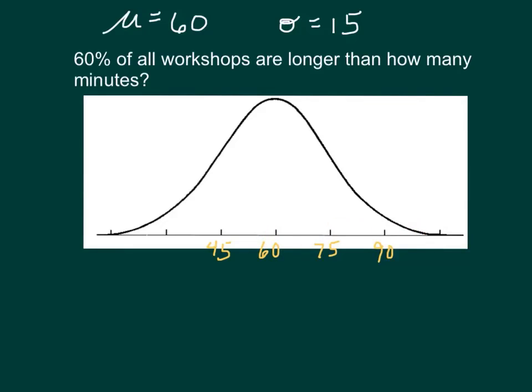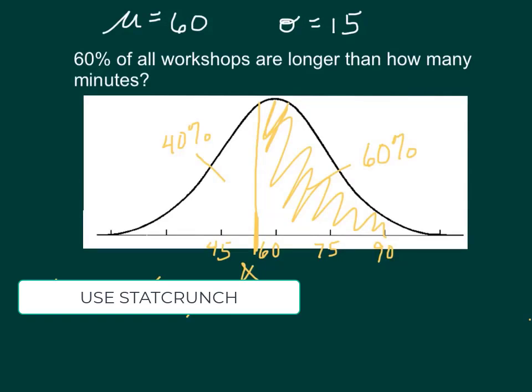So if I'm going to need a workshop length in which 60% is longer, I'm going to have to be to the left of the mean. And I know over here, one standard deviation below the mean, 84% of workshops are longer than that. So 60% of workshops are going to be longer than some value in there. So what I know right now is that this area is 60%. And so that workshop comes out to be 56.2 minutes long. Enjoy.